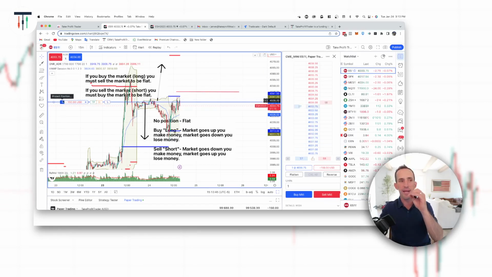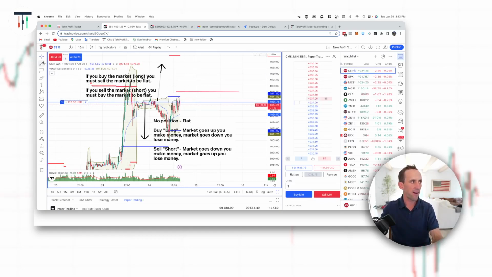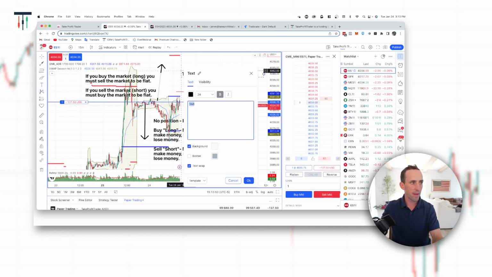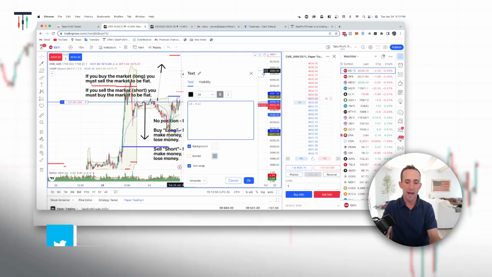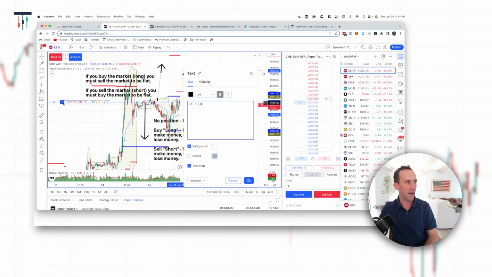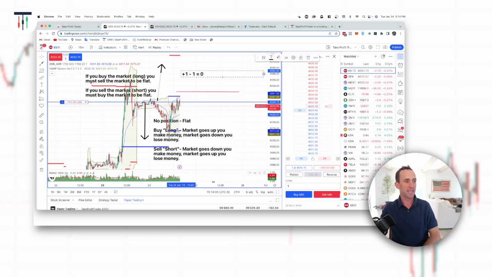The only way for me to get to zero, right now I'm at +1, how do I get to zero? Well, I have to do +1 - 1 equals 0. That means that if I'm +1 right now, the only way for me to get to zero and to get flat, okay, is to sell a contract.